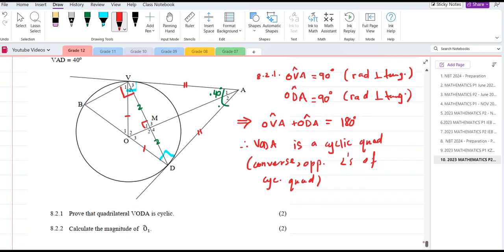Right, so I hope you guys are understanding. Converse opposite angles of cyclic quad, supplementary. Make sure you write supplementary as well.